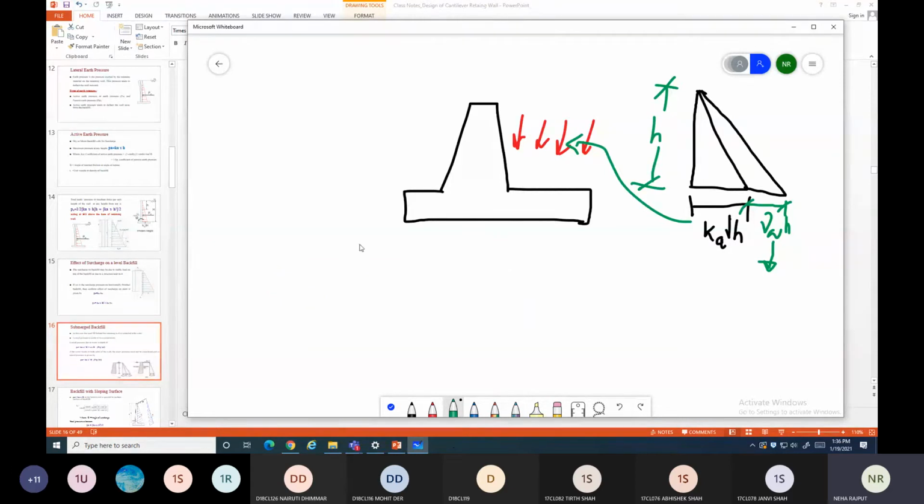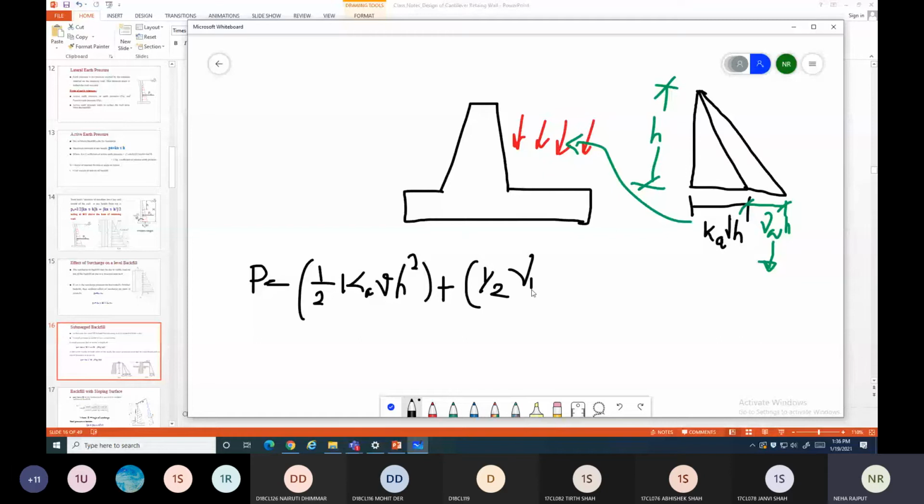So the total pressure due to saturated soil is equal to 1/2 K gamma H square, same as the earlier one, and due to the water influence, again the diagram is triangle. So 1/2 into gamma W into H into height H, so H square. So this will be the total pressure which is acting.